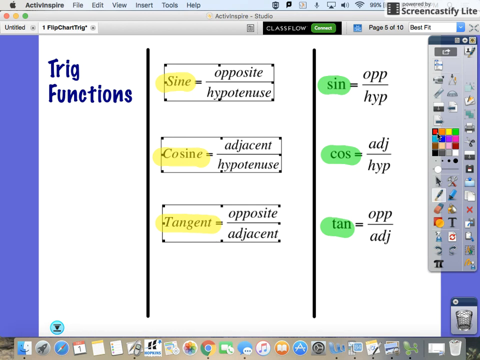These are ratios of side lengths. So sine is the ratio of the opposite side over the hypotenuse. Cosine is the ratio of adjacent length over the hypotenuse length. And tangent is the ratio of the opposite side's length to the adjacent length.